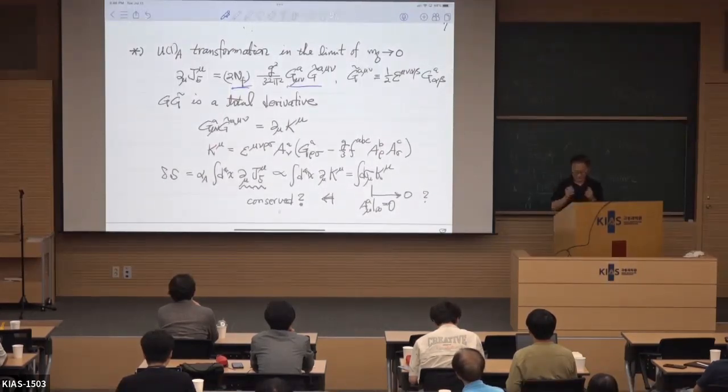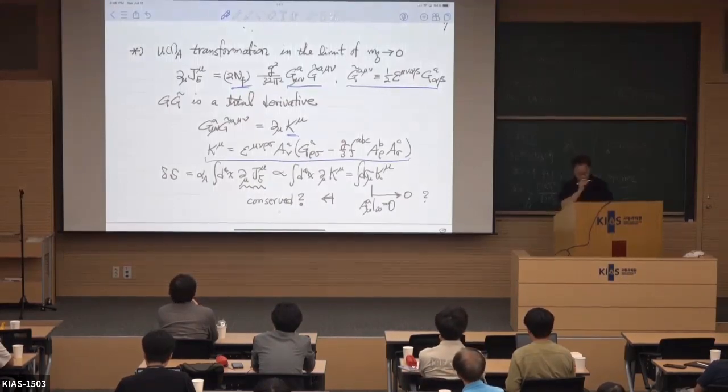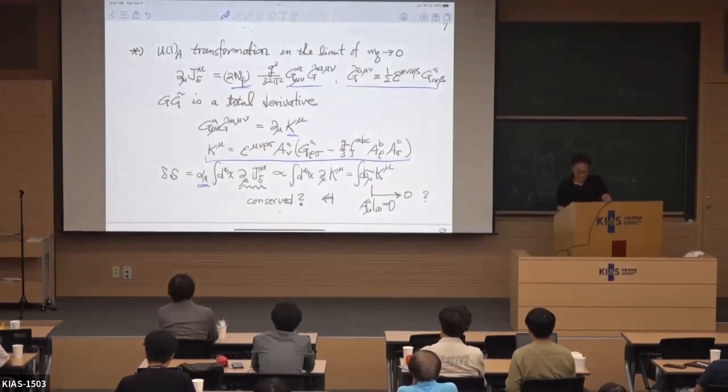If you look more closely, the G G-dual term is actually a total derivative, right? So this expression you can write down in terms of the K vector defined like this. Now, if you take the chiral rotation in your Lagrangian, then according to Noether's theorem, you would get this chiral current divergence. And then symmetry, meaning the conserved current, means that this should vanish, right?